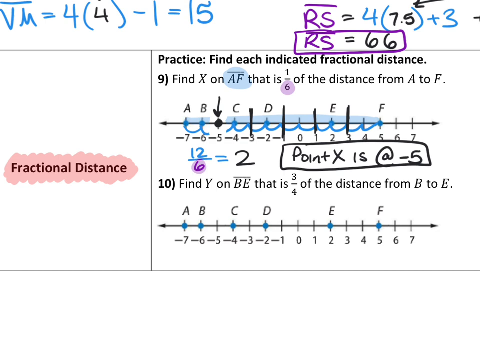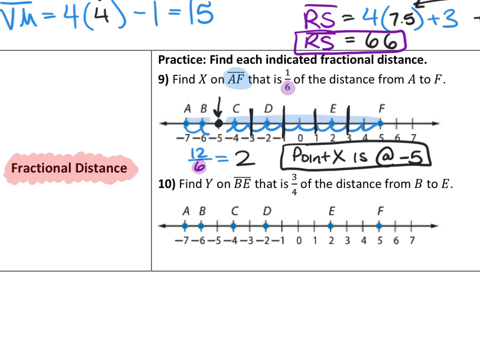If I said 5/6, what number would you be at if I wanted 5/6? 1, 2, 3, 4, 5. So you count the number of partitions by the denominator number, and then you jump the number that's in the numerator. Let's try another one.